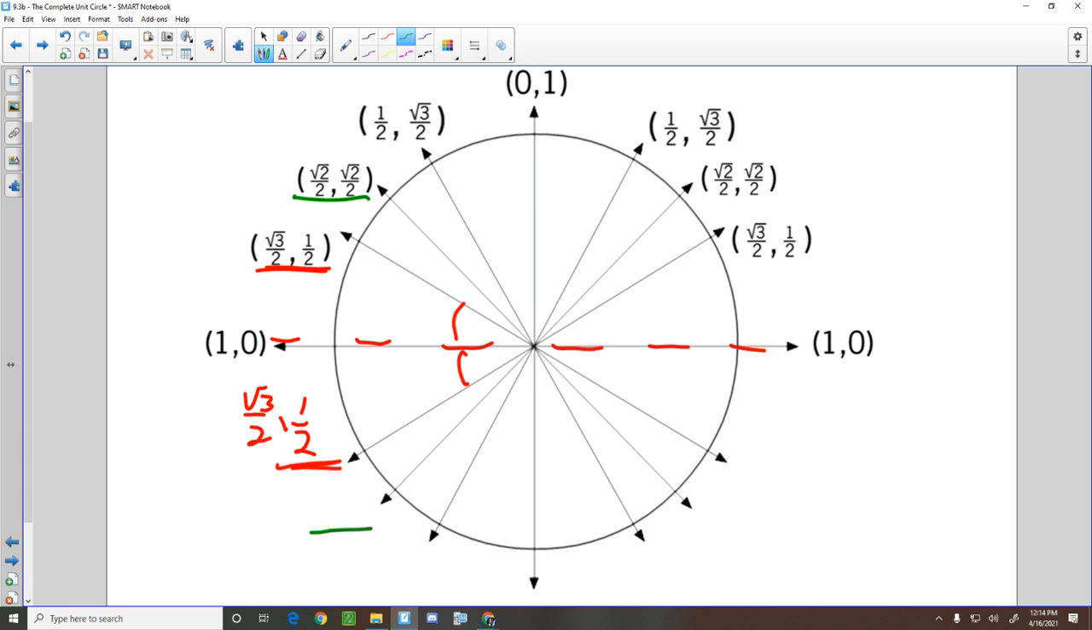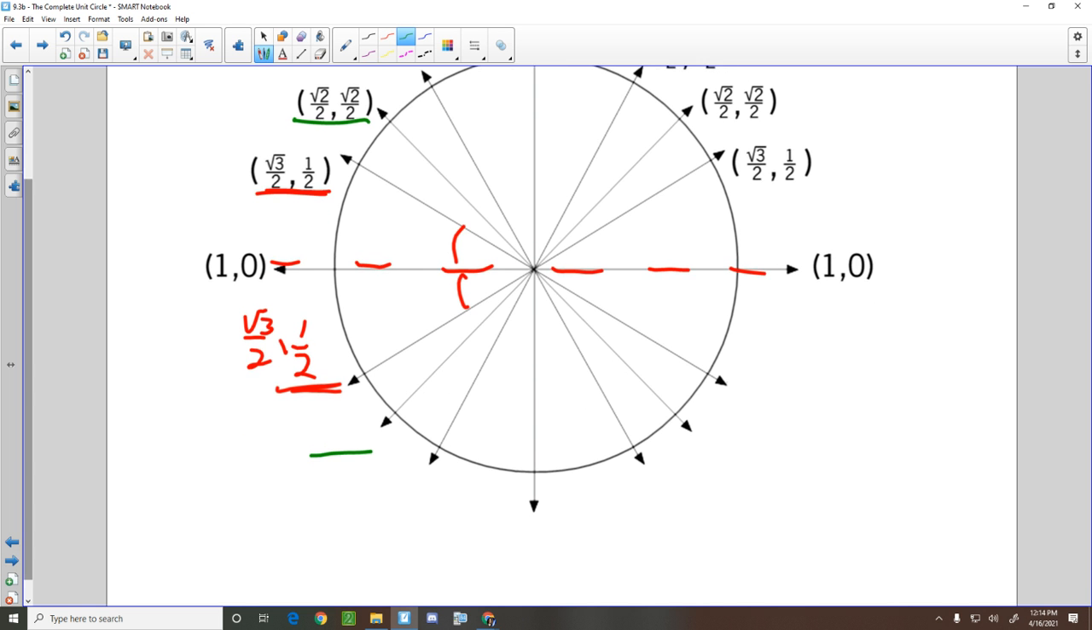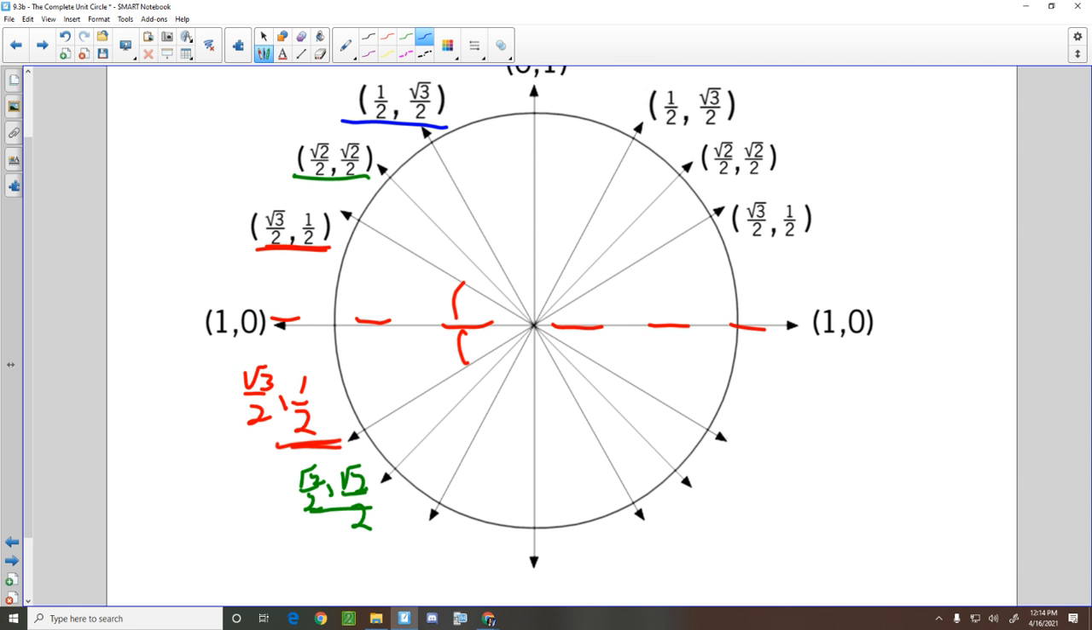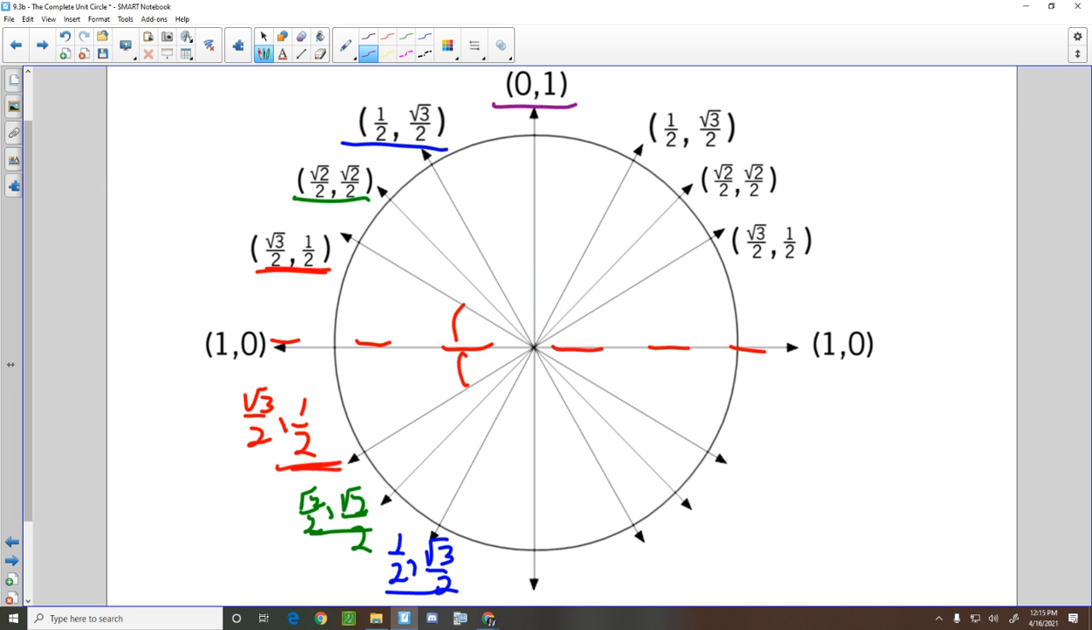And that's going to be right here, root 2 over 2's. And then your 1/2 and root 3 over 2. That'd be that next one down. That would be the 60-degree reference angle. And last, we got that 0, 1, 0, 1.